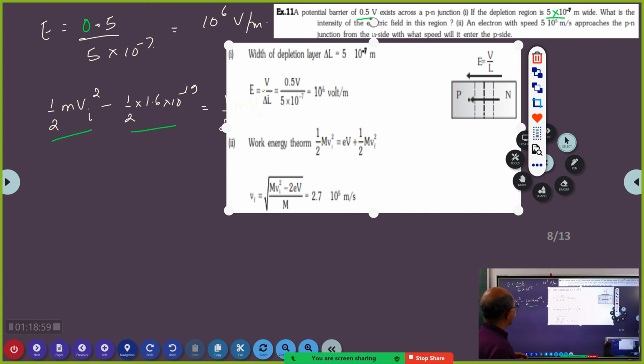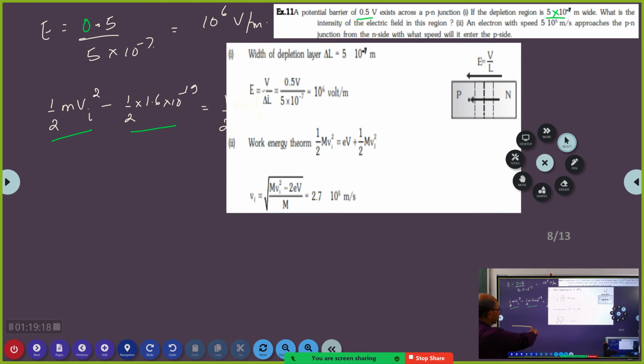Okay, done. Half it. So 2.7 into 10 to the power of 5. Correct. So we don't know the mass of the electron. I think all of you know the mass of the electron now. 9.1 into 10 to the power of minus 31 kg. You have to put that in. Okay, done.